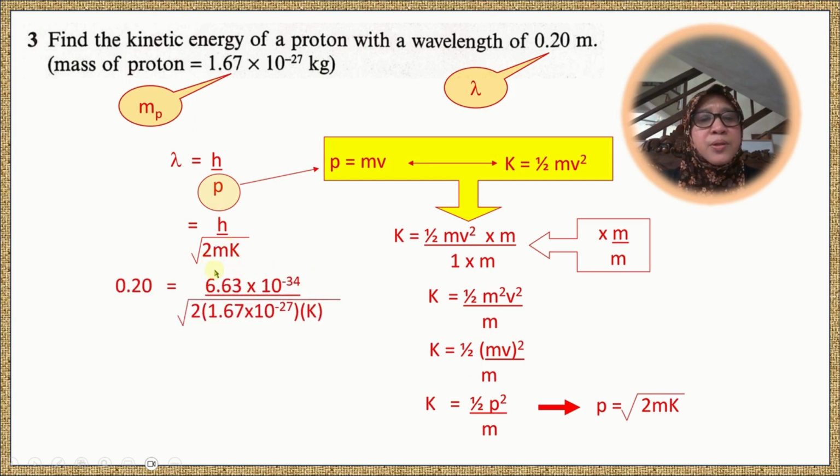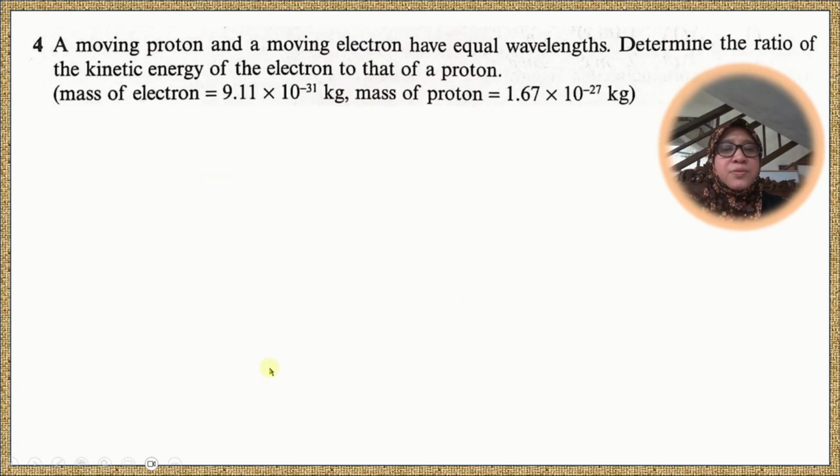Okay, we substitute all the values given, and the answer is already in joule, right? Not in electron volt. So if the question asks to convert to electron volt, you can divide by 1.6 times 10 to the power of negative 19, and you get the answer in electron volt.